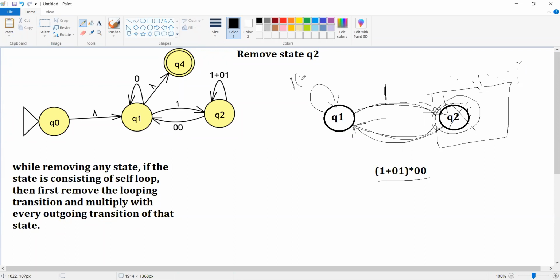1 into (1 plus 01)* into 00, (1 plus 01)* into 00. Now this is what we need to do the change. Let us go back to our diagram and we try to do that. (1 plus 01)* into 00.